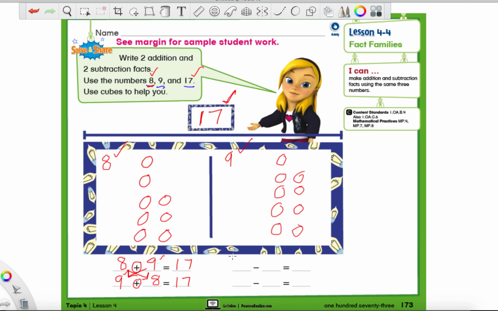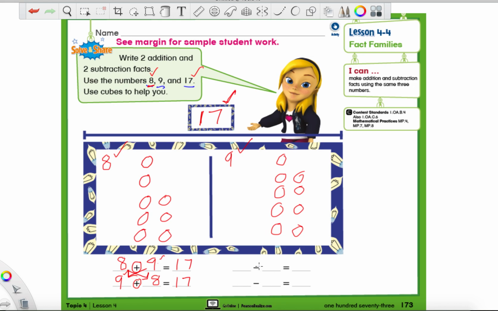Okay. But now we have to do our subtraction number sentences. So I'm going to write this in blue so it stands out a little bit, because I like to make little check marks to make sure I used all 3 numbers. If that helps you, awesome. If it doesn't, you don't have to make the check marks. Don't worry about it.